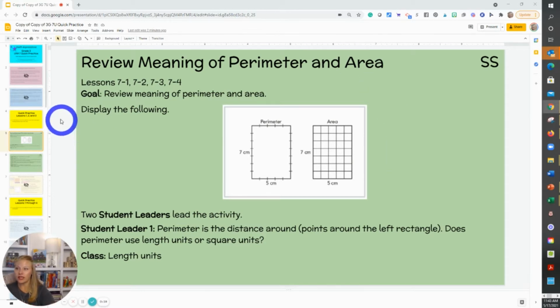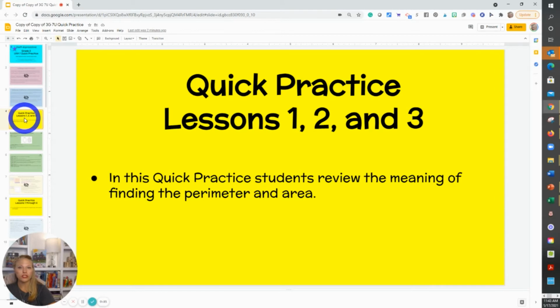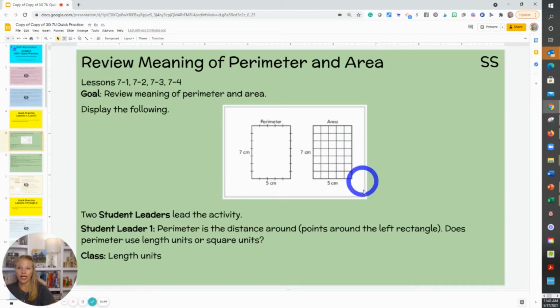You have here at the front of the slide deck, right under lessons 1, 2, and 3, this visual, and I'd just like to encourage you to include this visual, to maybe make it an anchor chart, have it somewhere in your room where students can see that it's the side lengths for perimeter, and they can see the area is the squares inside. Remember, we don't do the formula formally until 4th grade, so we're not really capitalizing on the formula idea. We're capitalizing on what it really means, and we're adding the side lengths all the way around. We're counting the squares inside.